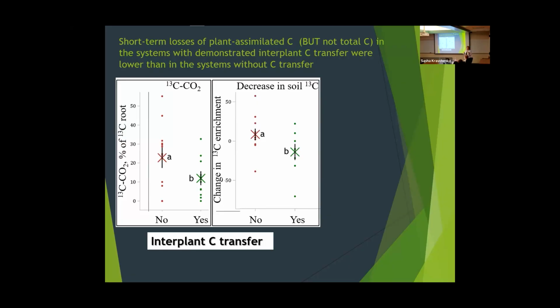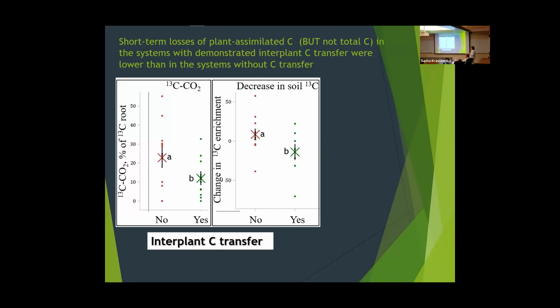And then we looked at our incubation data from that perspective. So what we saw, as far as 13C CO2, that is the losses of that newly added carbon originated from switchgrass or whatever other source plant, is that in the systems where there was no carbon transfer detected, the emissions of that CO2 were higher than in the systems where there was carbon transfer.